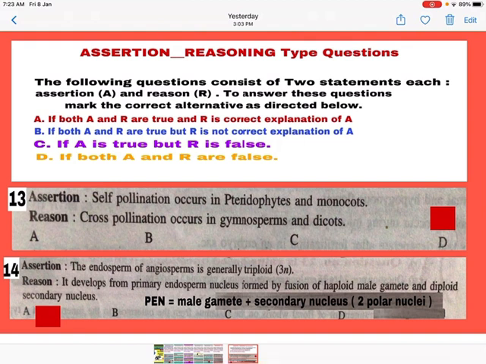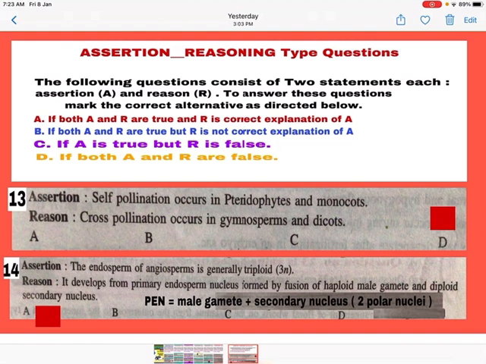Come to question number 14. Assertion: The endosperm of angiosperms is generally triploid. Yes, they have got 3n number of chromosomes. 3 sets of chromosomes are present in the endosperm. This is the correct statement. Now see the reason. It is developed from primary endosperm nucleus.